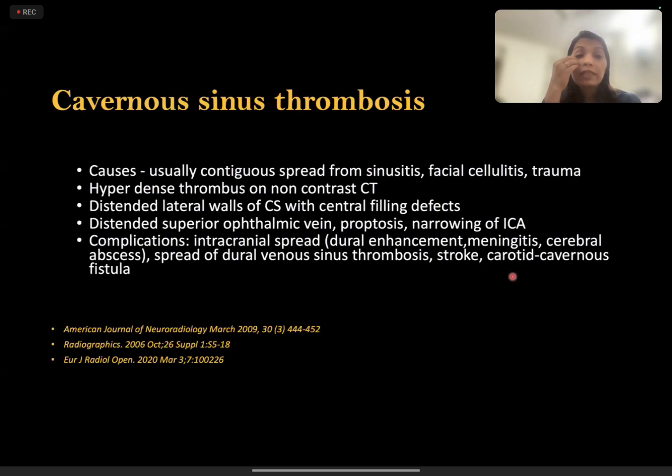So distended lateral walls of the cavernous sinus with filling defects is the finding that we see on the contrast scan. Then the other supportive findings are distended superior ophthalmic vein, proptosis, and narrowing of the ICA can occur, of course, because the cavernous ICA is just sitting there, so it's very likely that it will get narrowed. And then you look for the complications like dural enhancement, dural venous sinus thrombosis, meningitis, abscess, stroke, carotid cavernous fistula.